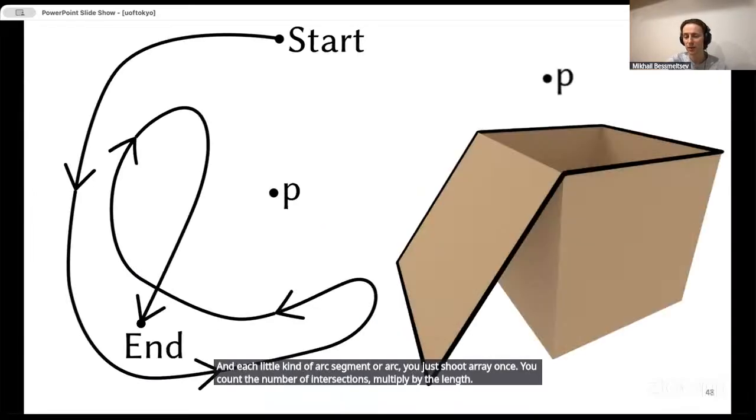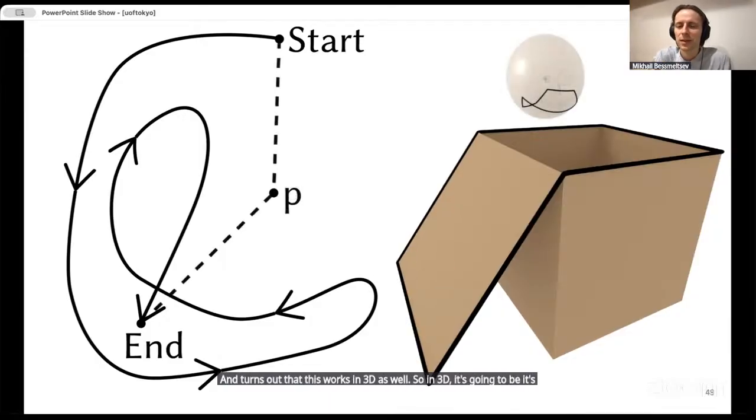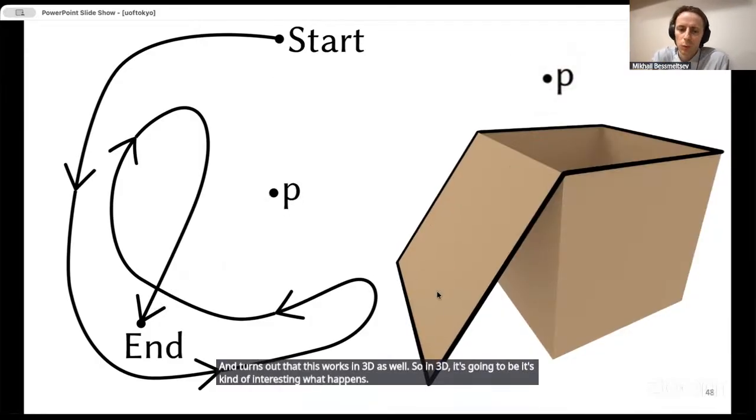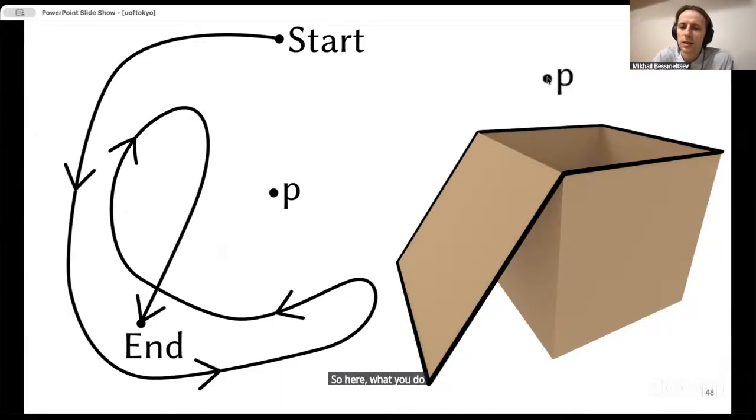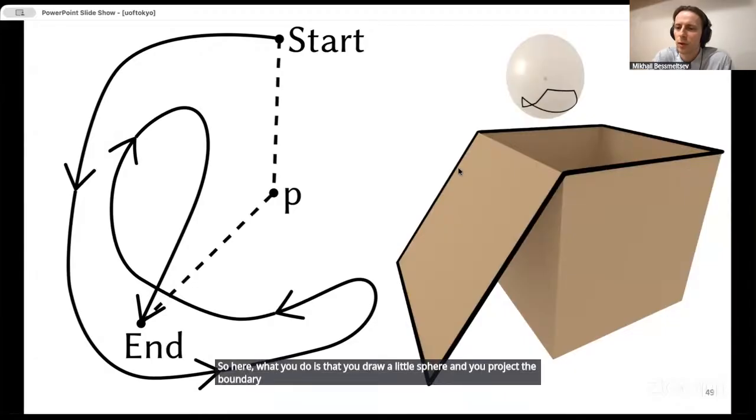And it turns out that this works in 3D as well. In 3D, it's kind of interesting what happens. So here's, for example, a box. This is the boundary, as you can see. Here's a query point, and you want to be able to tell whether you're inside the box or outside the box. So what you do is draw a little sphere, and you project the boundary, which is now not 2 endpoints but the whole curve, onto the sphere. You get a weird curve like this, right?